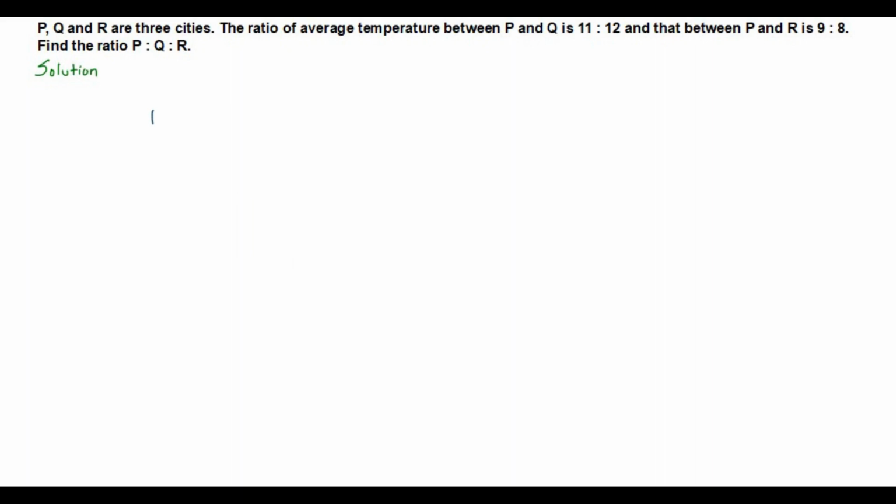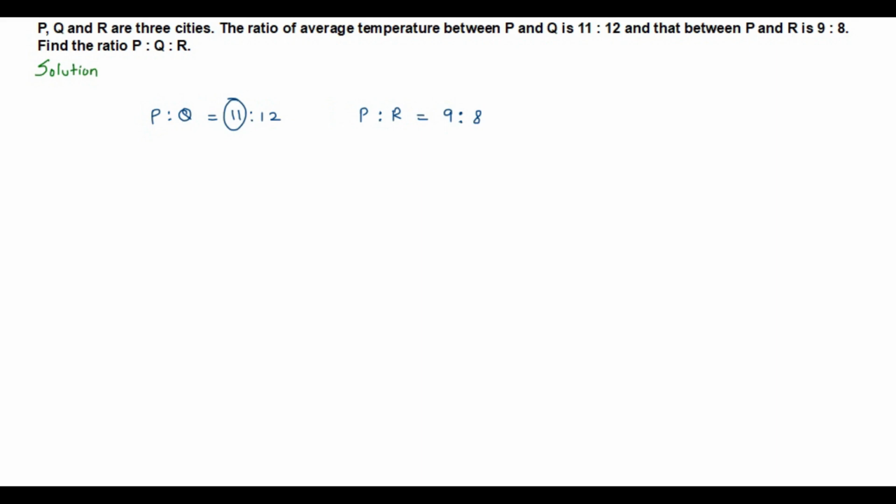That is the ratio between P and Q, that is 11:12, and the ratio between P and R, that is 9:8. Okay, whenever we solve this kind of problems, in the given two ratios, what is found in common? It's very clear, we find P in common in the given two ratios. Okay, in the first ratio, what is the value corresponding to P? It is 11. In the second ratio, the value corresponding to P is 9.